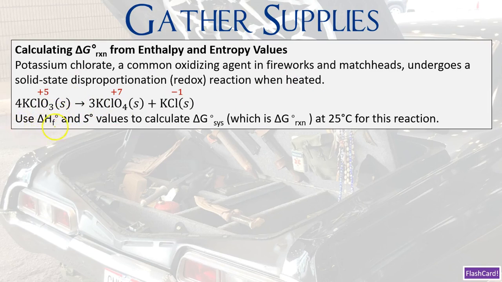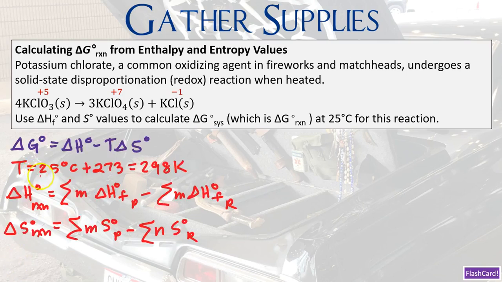Now, we're going to use delta H naught of formation and delta S naught values to calculate delta G naught of the system, which of course we can call delta G naught of the reaction, all at 25 degrees Celsius for this particular reaction.